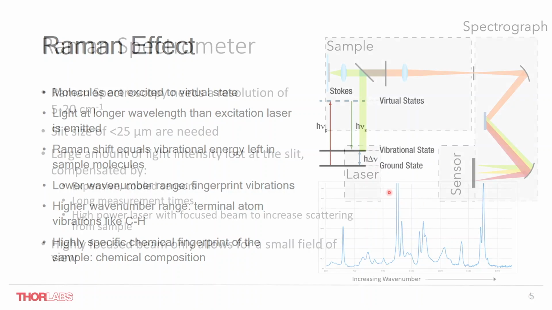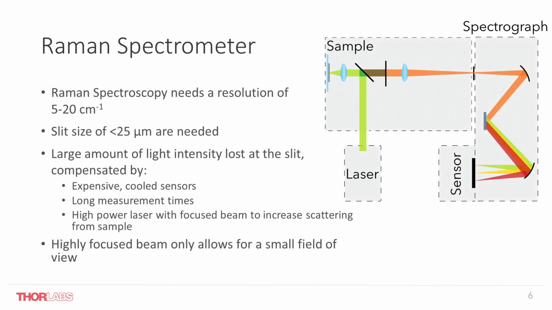The information provided by these vibrations as a whole allows for a detailed analysis of the chemical composition of your sample. To get useful information from Raman spectra, a spectral resolution of 5 to 20 cm^-1 is usually necessary. In conventional spectrographs, this is achieved by using a small aperture slit. The more narrow the slit, the better the spectral resolution.